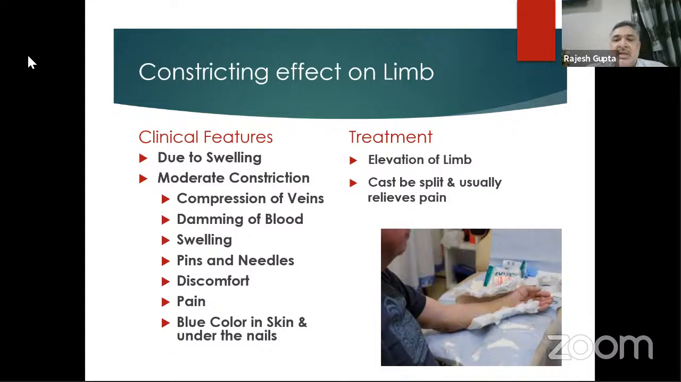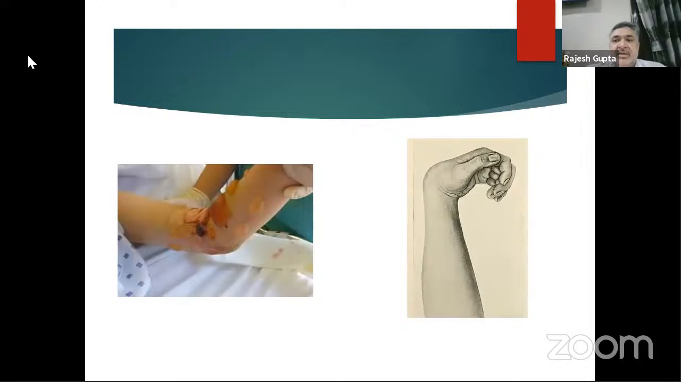And the treatment of this is split the cast, elevate the limb. It usually relieves the symptoms. And sometimes you may require fasciotomy. But if this condition is not recognized and treated in time, you will see this type of picture, leading to Volkmann's ischemic contracture with its dreaded features.